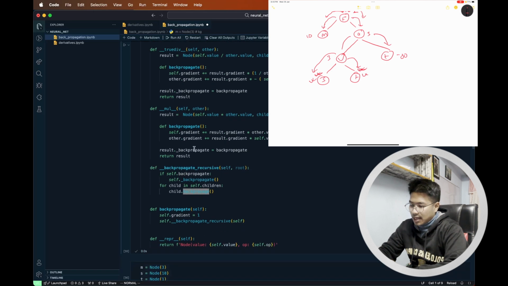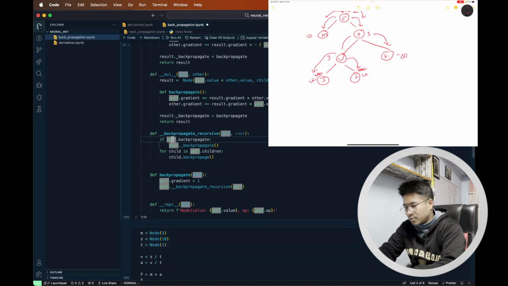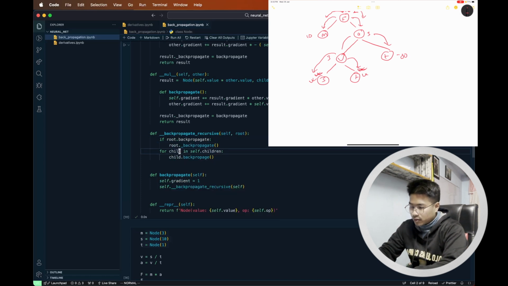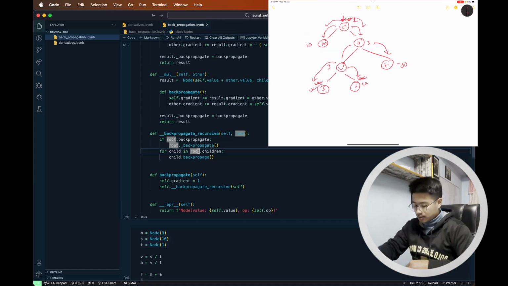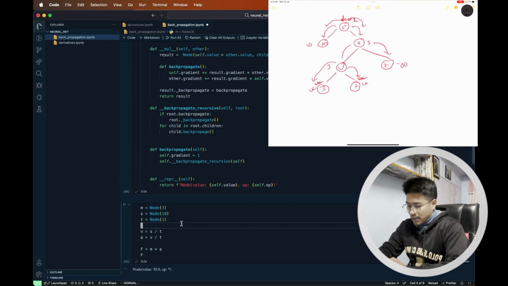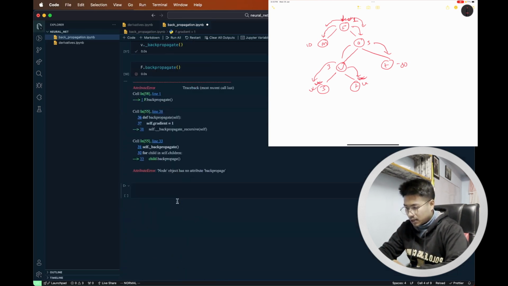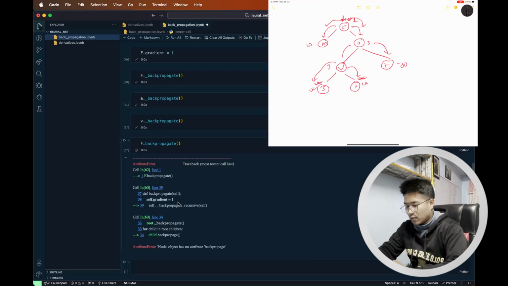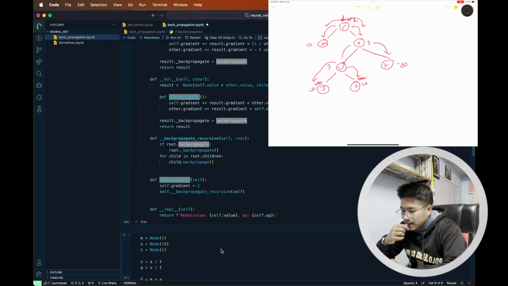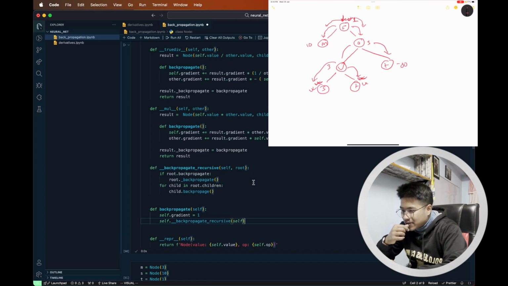Oh, look at that. This thing should not be self, it should reference root, because we're doing it for root. Whatever root you give us is the node in which we want to do the backpropagation. So we do this without doing any of these. Let's see if it works now. And it does not. Node object has no attribute backpropagate. Why would you say that?